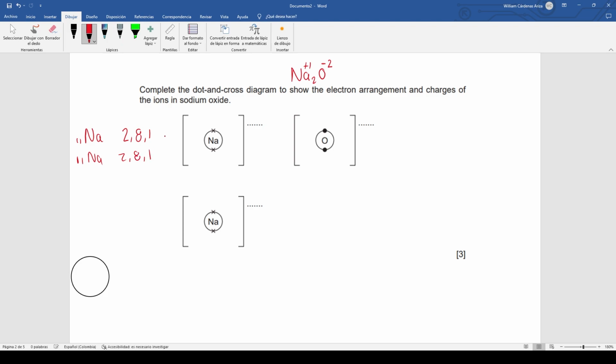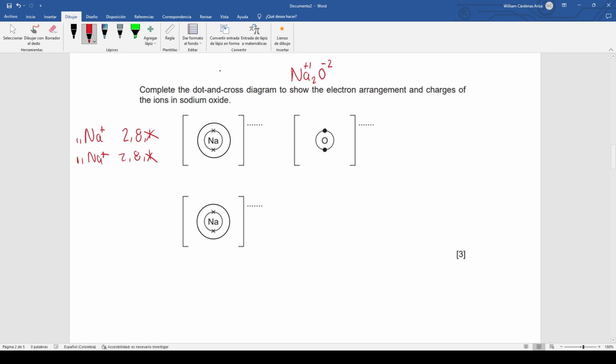So sodium normally has 3 shells. But when they lose this electron here and they become an ion, they have 2 shells. So let's try to put the shells here quickly. Shells.